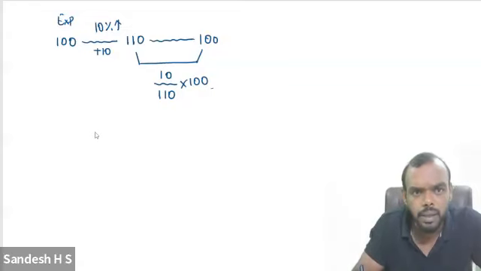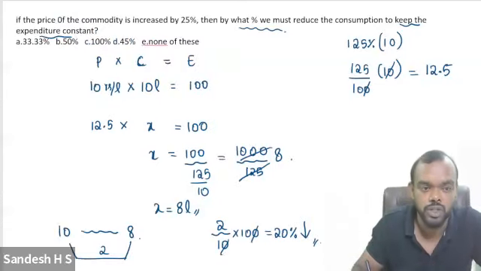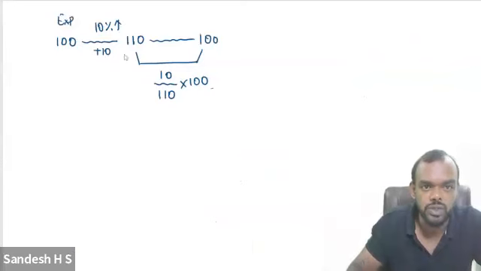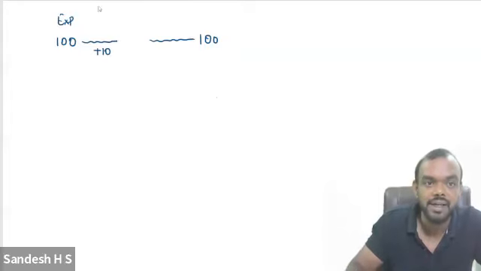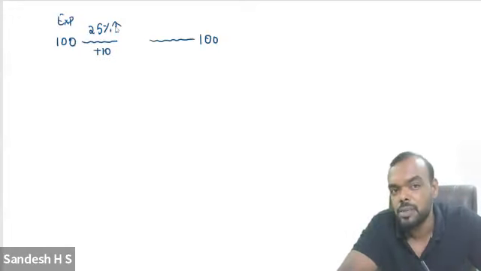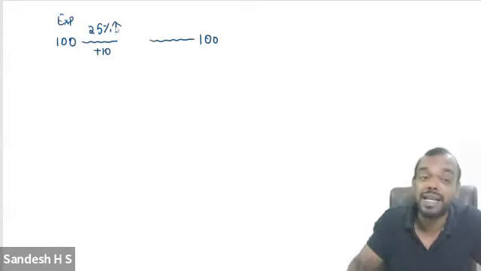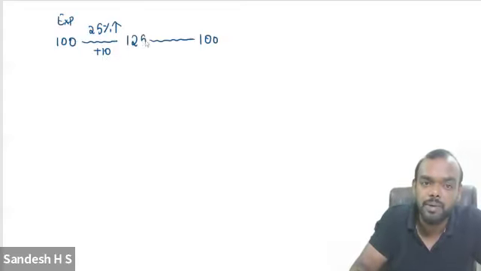One minute. What was the question? Increase it by 10%? Oh, I'm sorry. This is 25% in the question, no? Price increased by 25%. Original price is 100. Price increased by 25%. Original expenditure 100. Price increases by 25% means new expenditure will be 125.